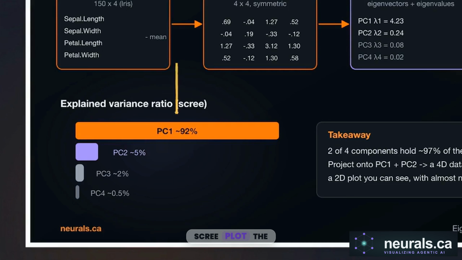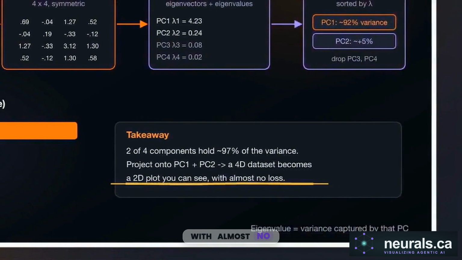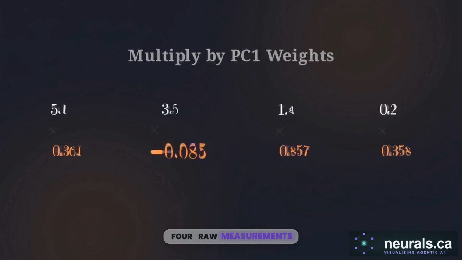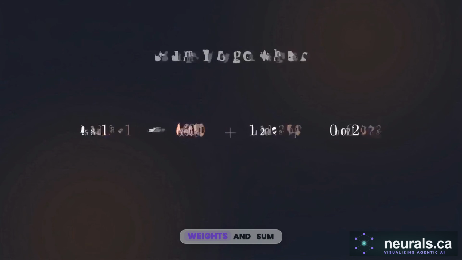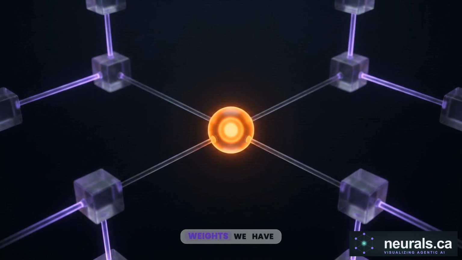In this scree plot, the orange bar represents the first principal component. With over 92% of variance concentrated here, the remaining axes contribute very little. We can collapse the data onto the first 2 components with almost no loss. To project a single flower, we take its 4 raw measurements, multiply them by the PC1 weights, and sum them together into a single coordinate. By applying these weights, we have compressed a 4-dimensional reality into a high-efficiency summary while knowing exactly how much data we left behind.